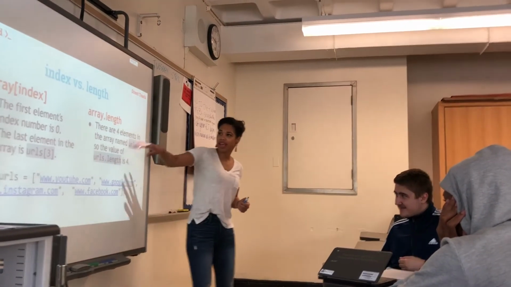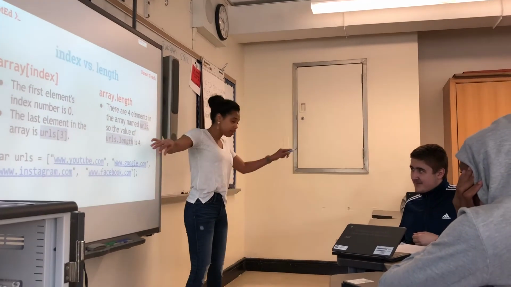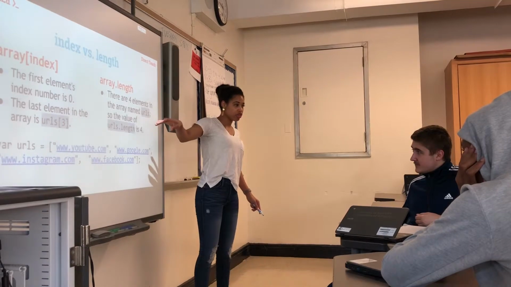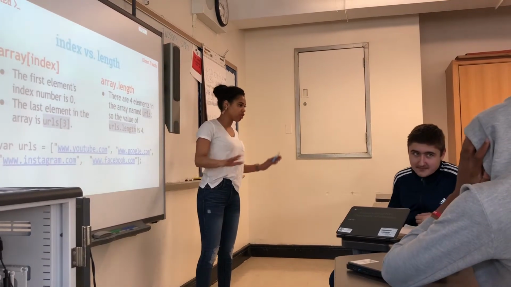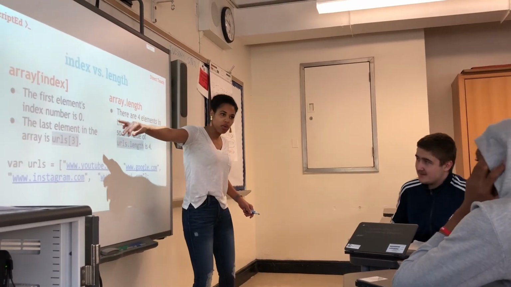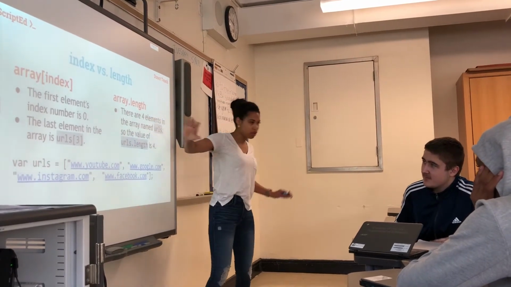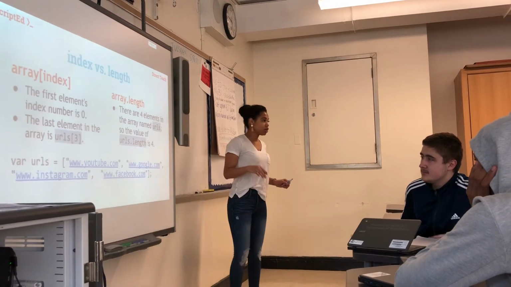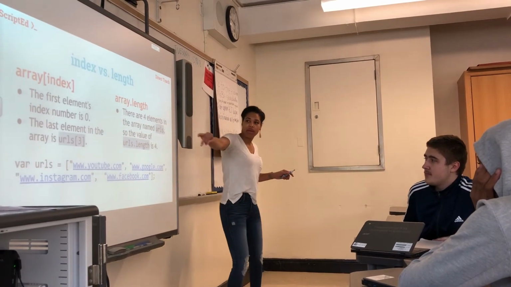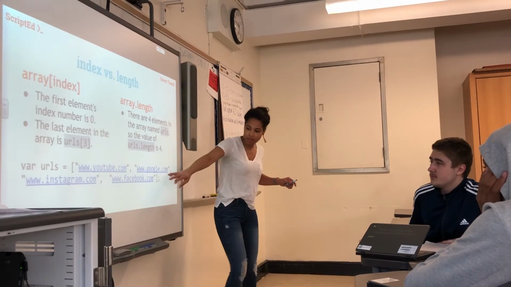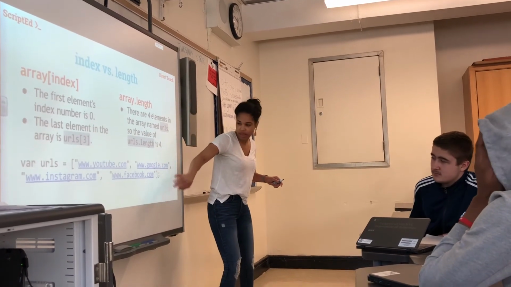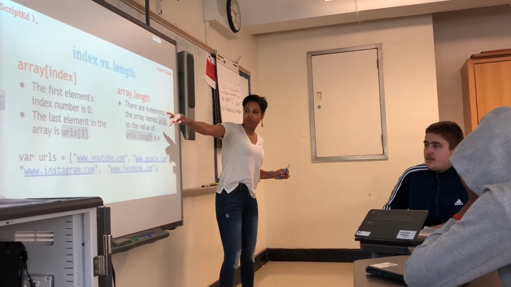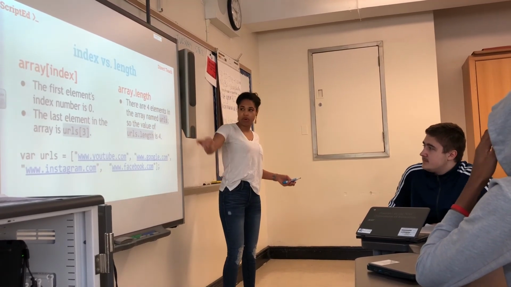Now, just like Yolanda said, we've got index and array length. These are 2 different things. Bottom line. We've got array of some number, whatever index, and then we've got dot length. Anytime we're trying to get the value of Facebook or Instagram or Google or whatever, we're going to use the array with the number. Anytime we're trying to just find out how many there are, we're going to use dot length.